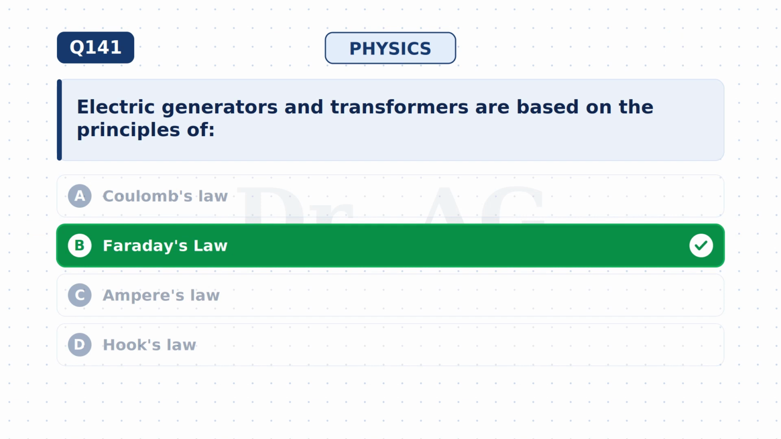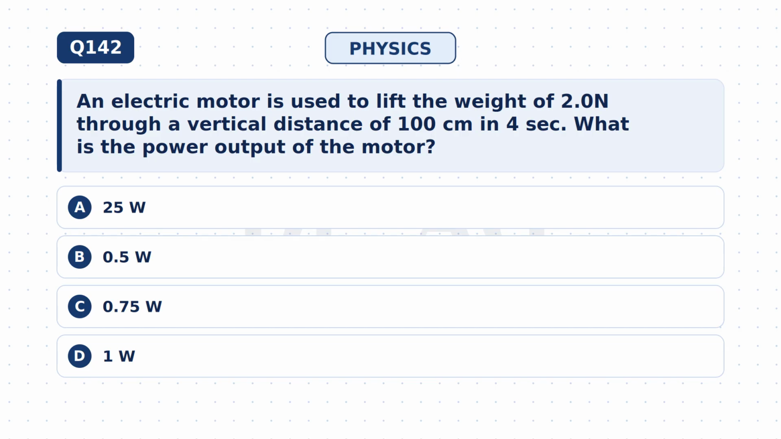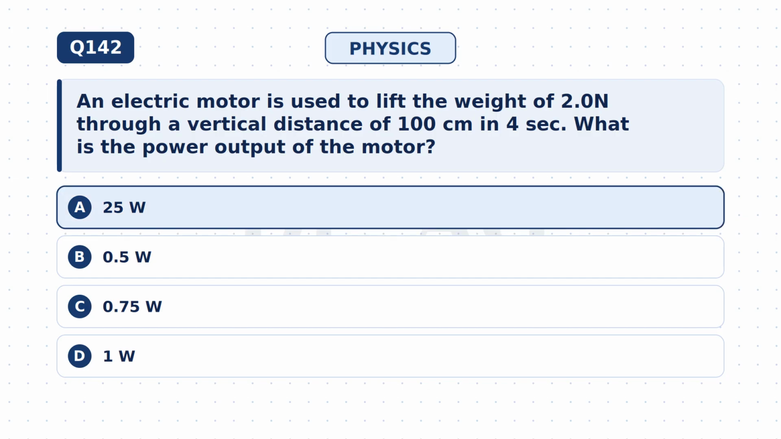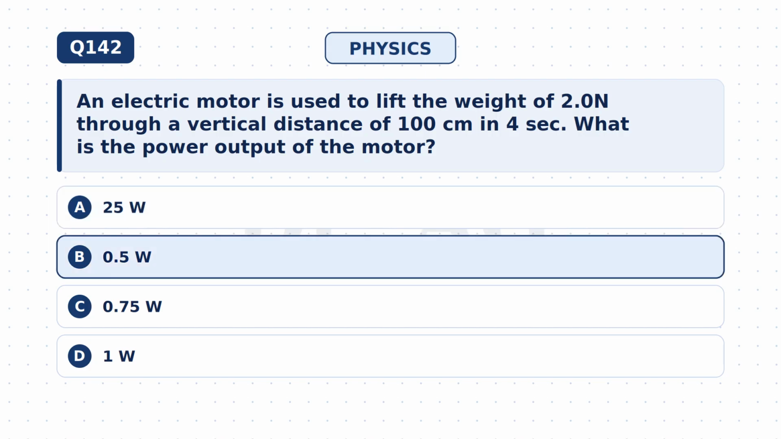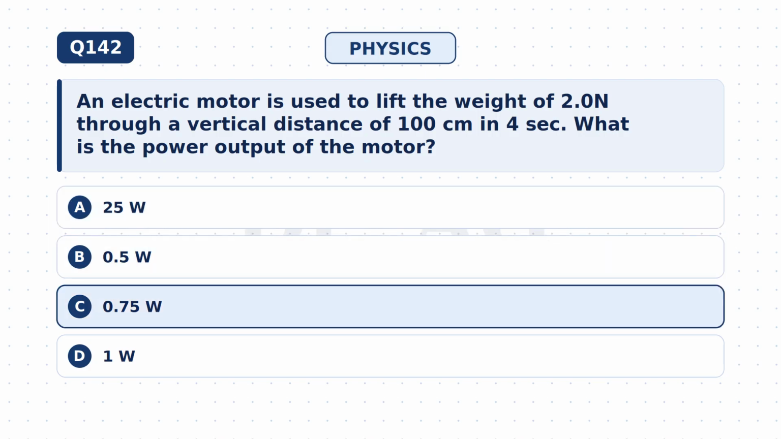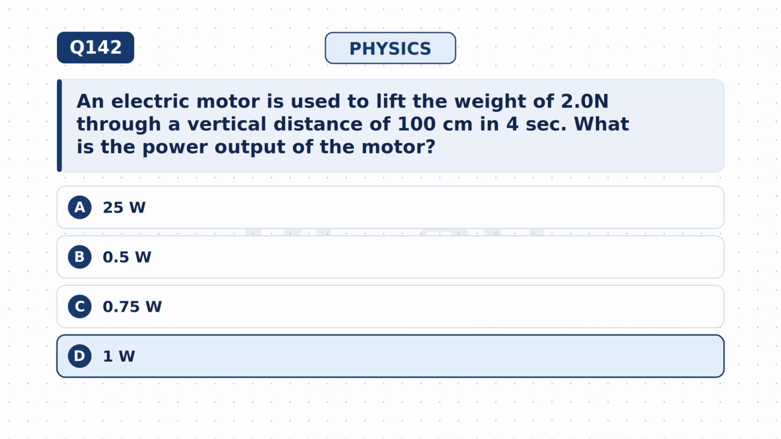The correct answer is B, Faraday's law. Question 142. An electric motor is used to lift the weight of 2.0 Newton through a vertical distance of 100 centimeters in 4 seconds. What is the power output of the motor? Option A, 25 watts. Option B, 0.5 watt. Option C, 0.75 watt. Option D, 1 watt.